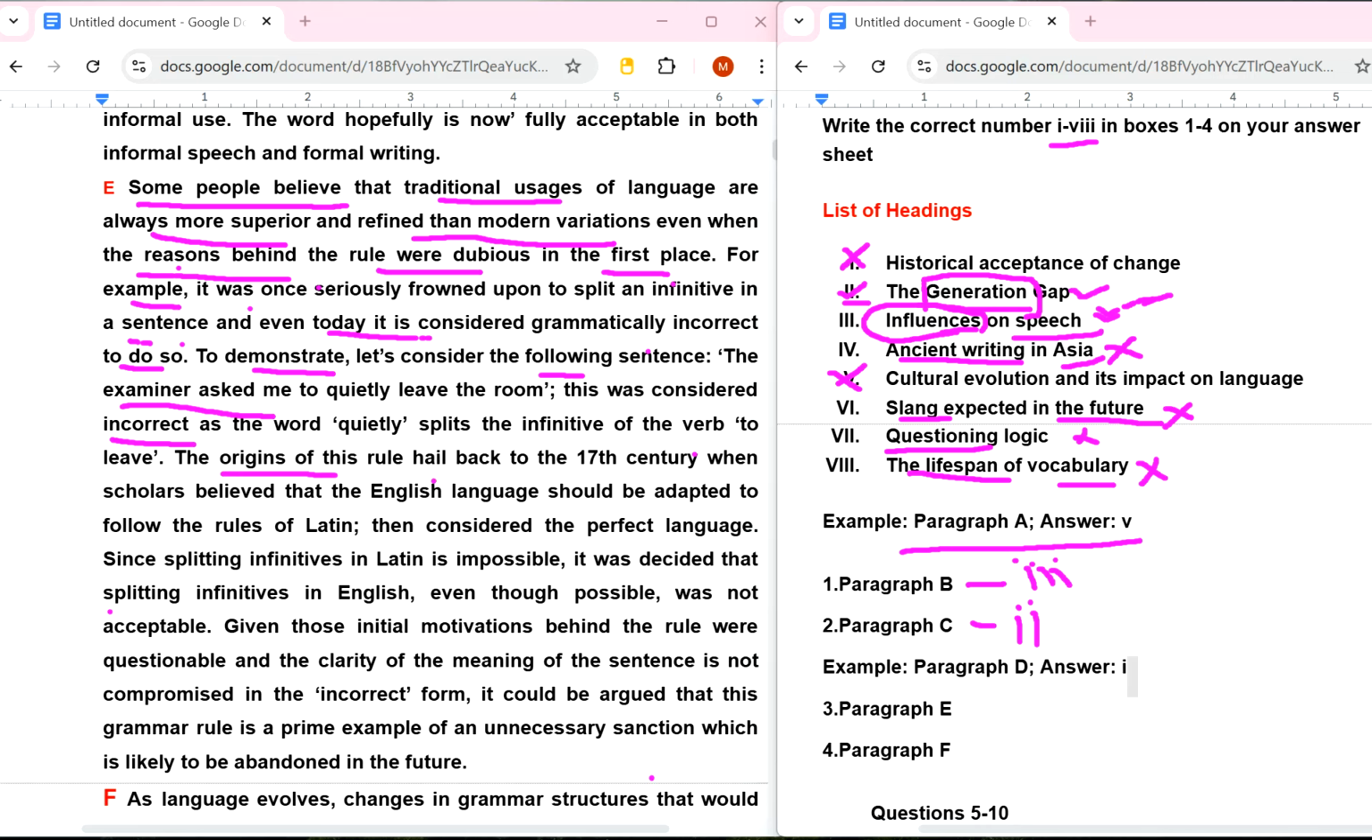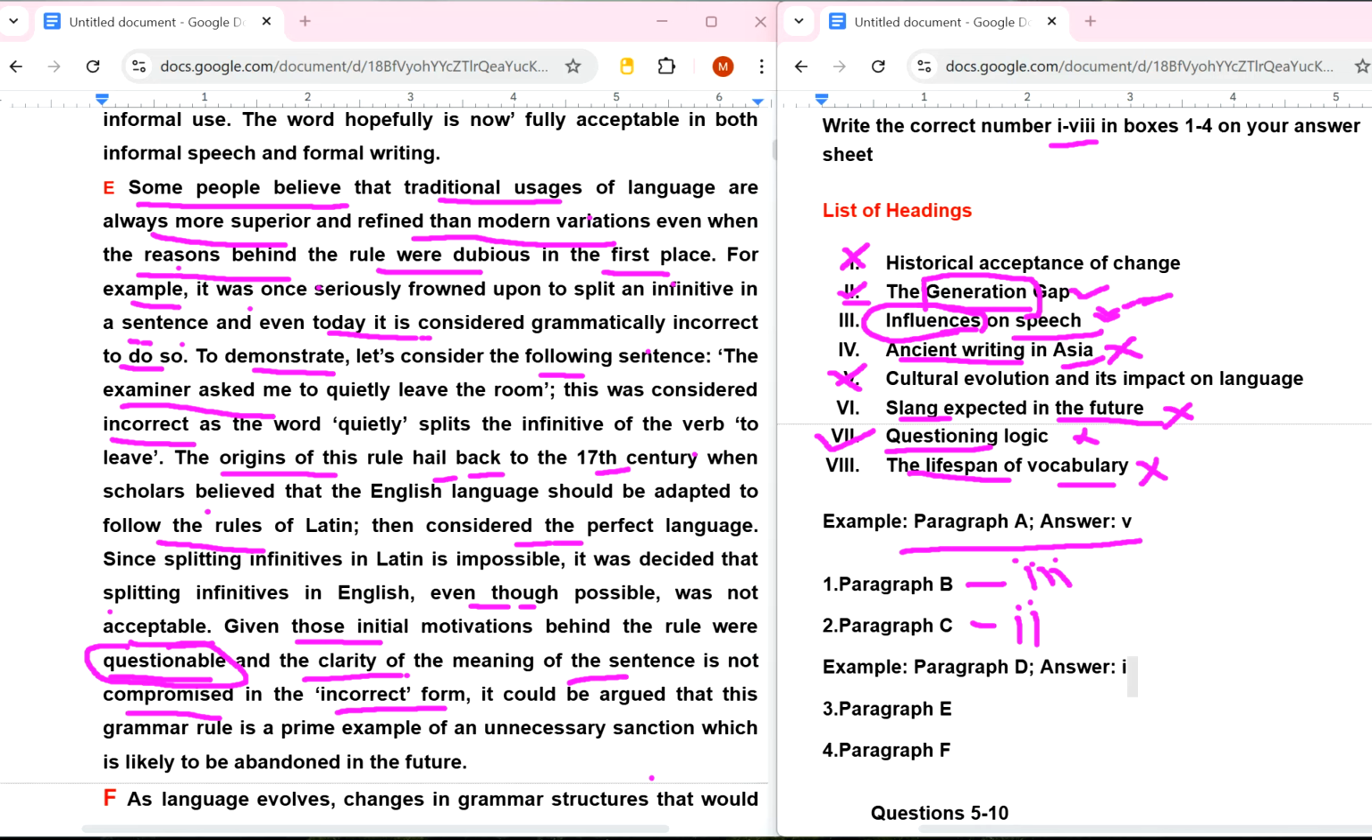The origins of this rule hail back to the 17th century, when scholars believed that the English language should be adapted to follow the rules of this perfect language. Okay, splitting English the possible was not. Given those initial motivations behind the rule were questionable and the clarity of meaning of the sentence is not compromised in the incorrect. So here the word questionable, I can match it with questioning logic. So definitely they are talking about questioning logic.